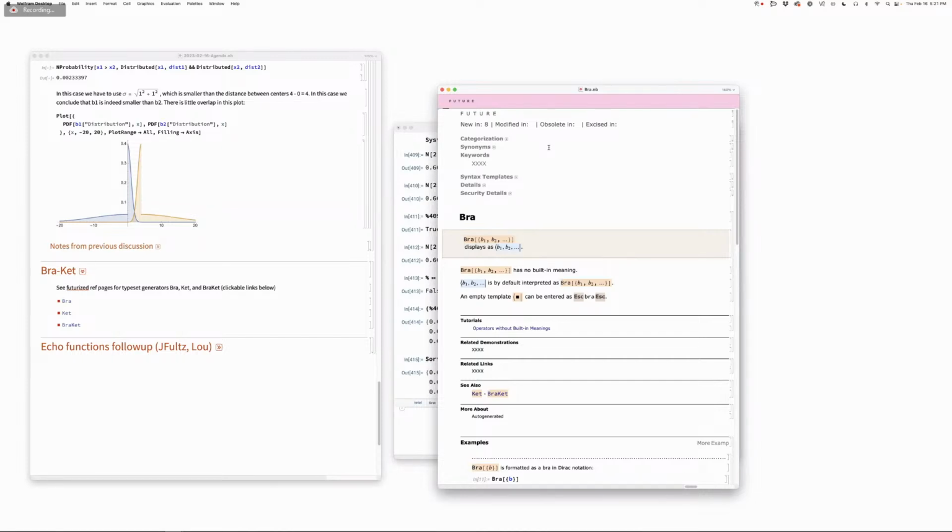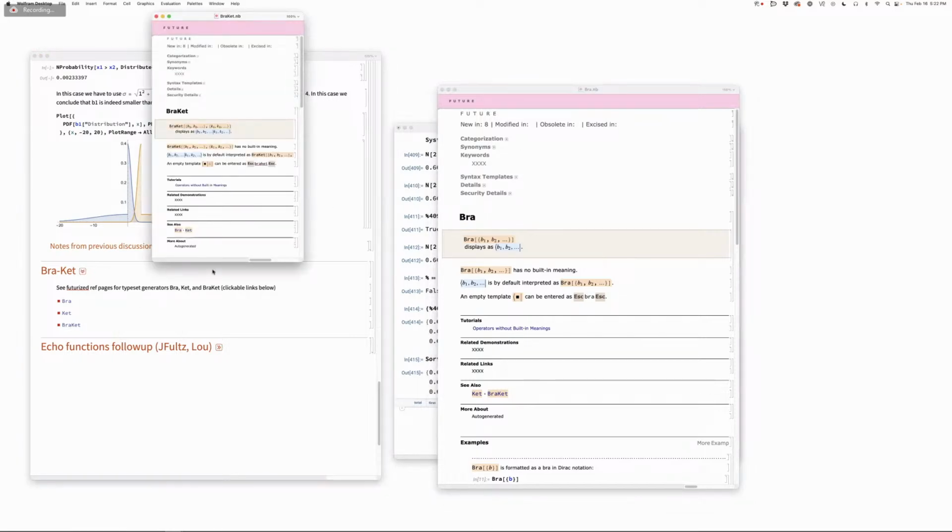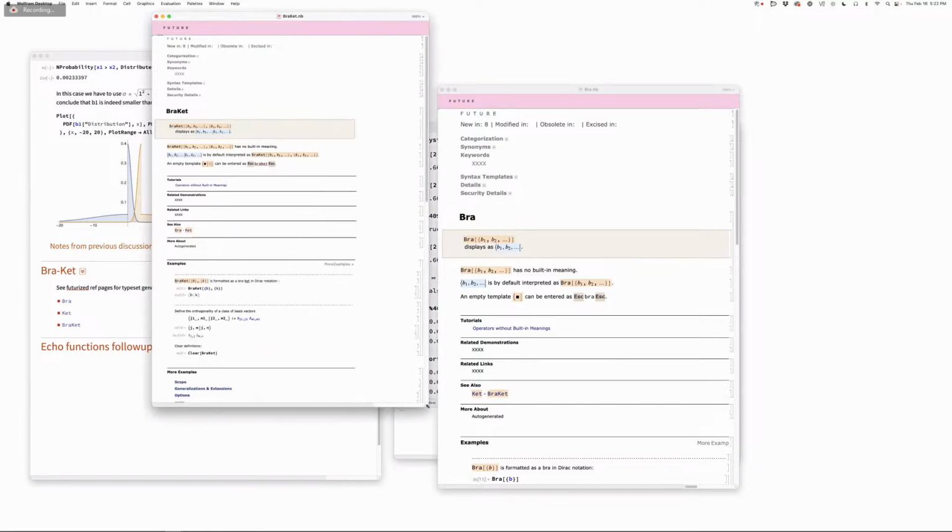Okay, so the only question here is whether it's bare args or whether it's a list. And it wants to be a list. Why does it want to be a list? Because when you put a Bra and a Ket together, that has to be 2 arg. Wait a minute, why does... It's for consistency with Bra Ket. I see. That does make sense, yeah.